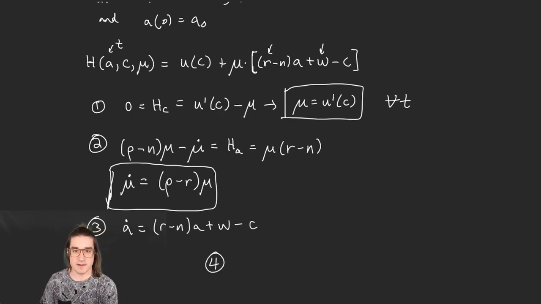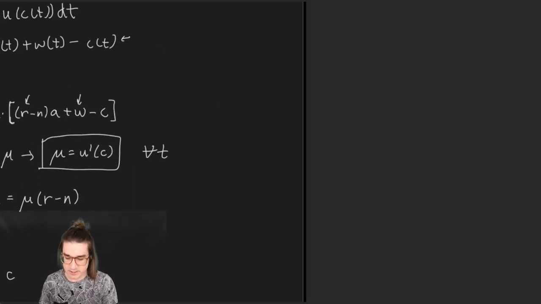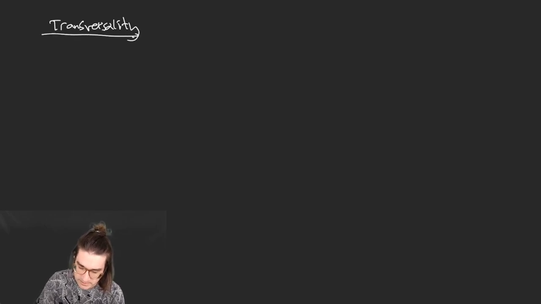I guess I can write it down here. I guess I didn't write it. So let me start a new page. I need to talk about the transversality condition for a minute here. This actually does have some bite, okay? We'll see later on. But right now, what does this mean? So this is another condition for optimality, but it's a limiting condition.